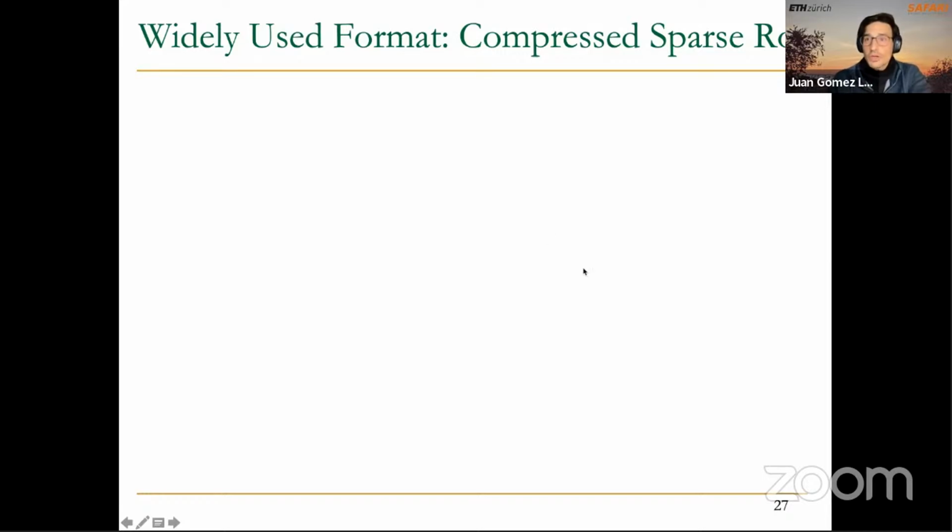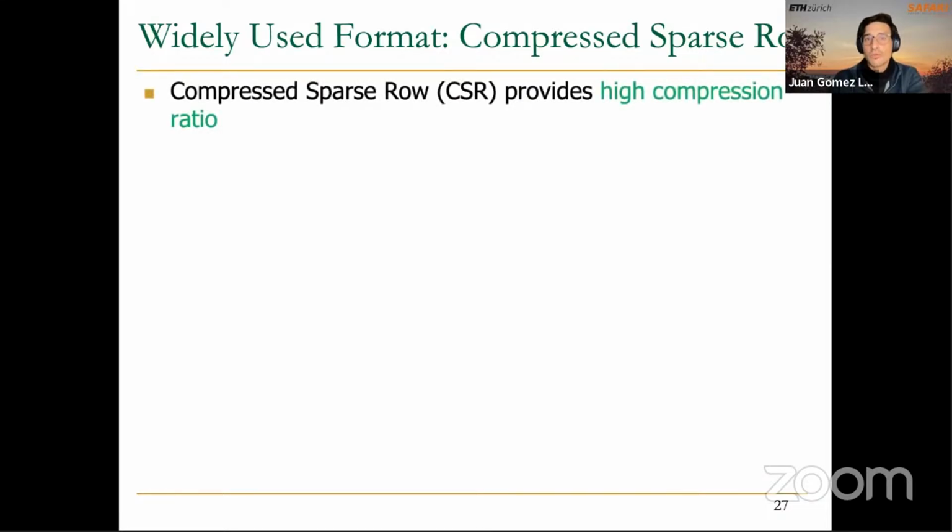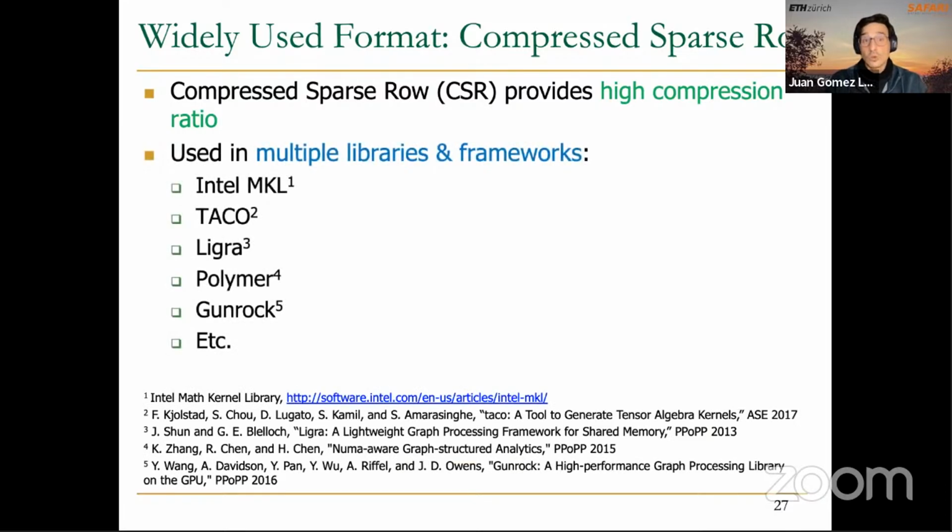We have already covered our first compression format for sparse matrices. Now we are going to talk about the second one, the compressed sparse row, which is probably the most popular one. One reason is that it provides a high compression ratio, as we will see, higher than what COO does. That's probably also one of the reasons why CSR is used by many state-of-the-art libraries and frameworks like Intel MKL, Gunrock, and many more.